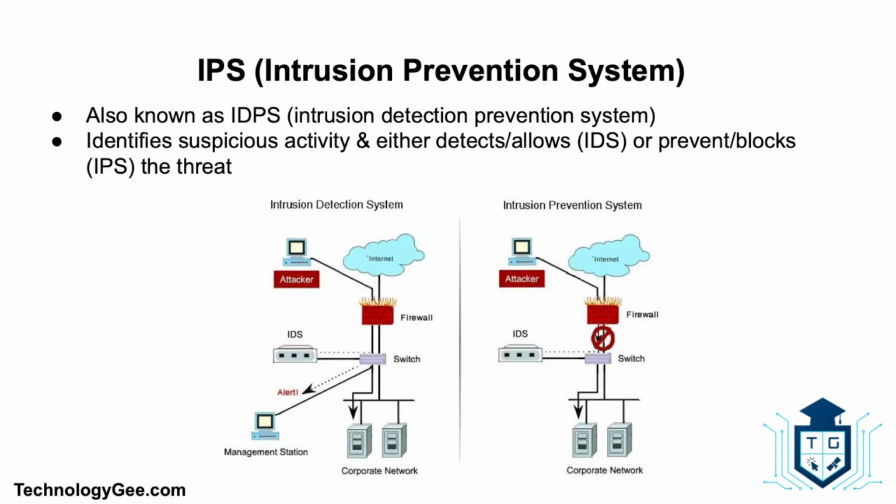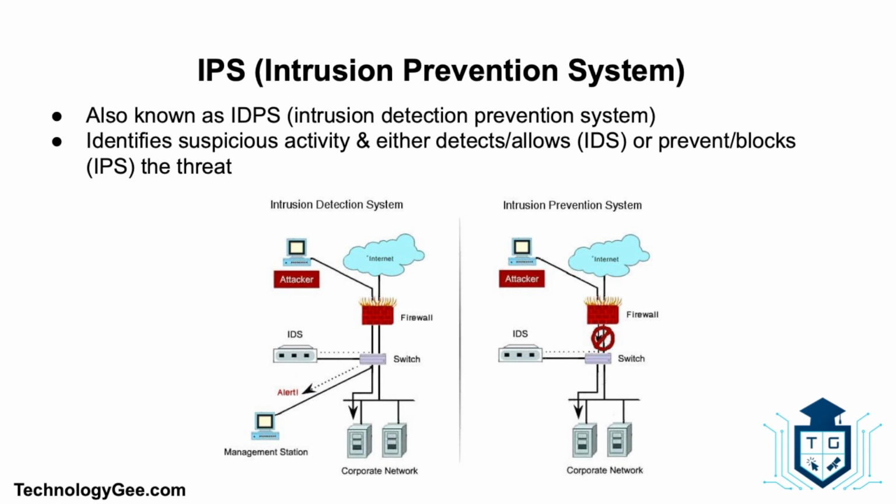Then we have the intrusion prevention system. An intrusion prevention system, also known as an intrusion detection prevention system, is a technology that keeps an eye on a network for any malicious activities attempting to exploit a known vulnerability. An IPS's main function is to identify any suspicious activity and either detect and allow it or prevent and block the threat. So getting back to the Ring doorbell analogy, once again, a Ring doorbell can only monitor and witness somebody trying to break into your house, but it cannot actively stop it.